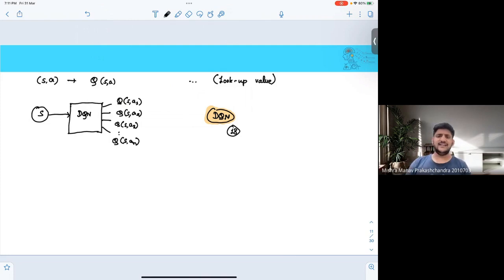More so, that DQN paper got published in Nature also, because typically papers in computer science don't get accepted to Nature that easily. But since the results were so astounding or so important, this was published in Nature in 2015. You can go ahead and take a look at this paper if you want.